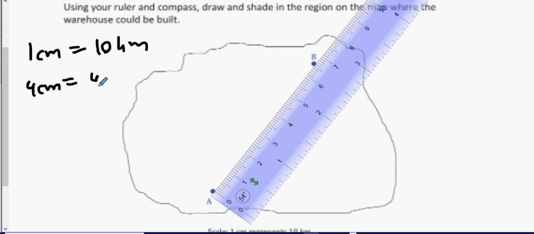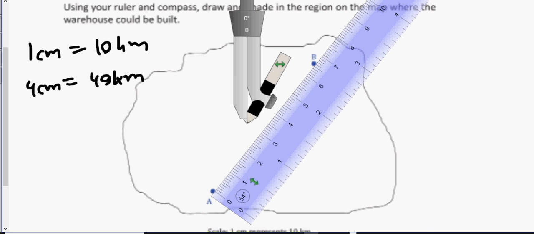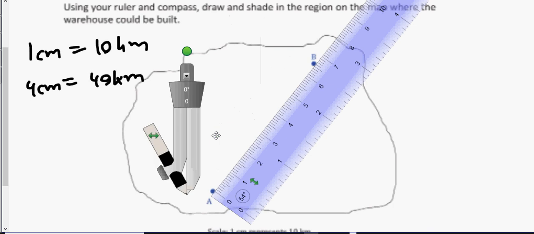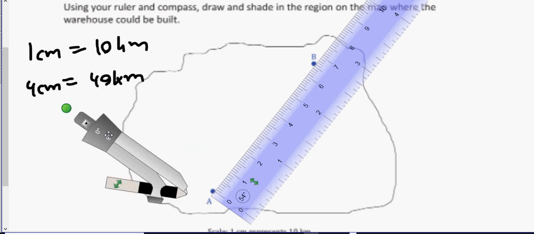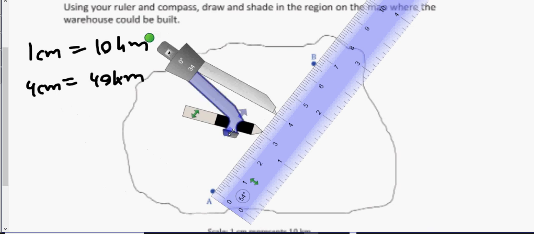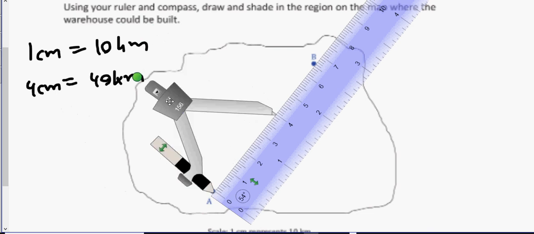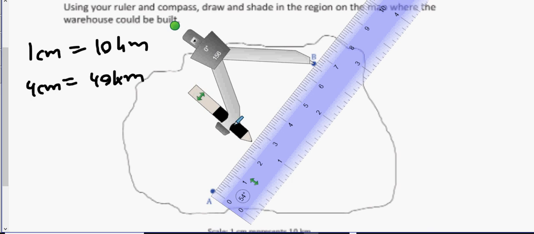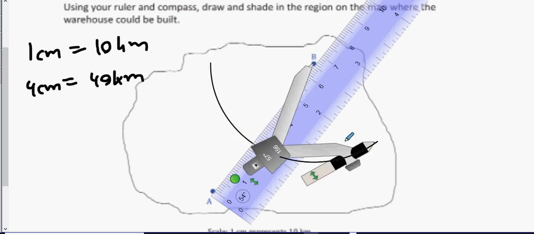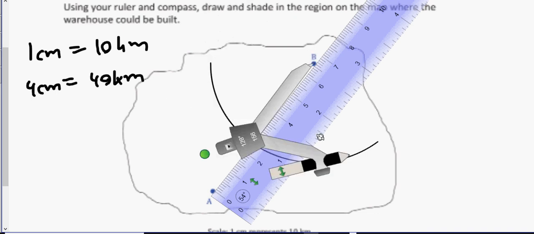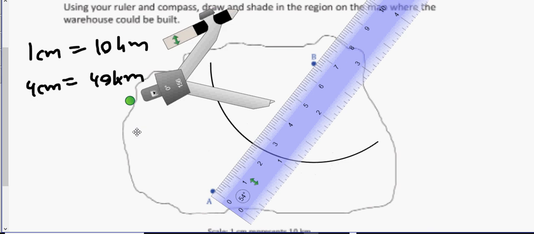And 40 kilometres from which town, A or B? B. Okay, here's what I'm going to do. I'm going to get on my compass. I'm going to do 40, 4 centimetres away from B. So, does everybody see this region here? Everybody sees this circle? Anything within that circle is within 40 kilometres of B. Or within that arc. Now what am I going to do for A? 50. Which is 5 centimetres. Yeah.